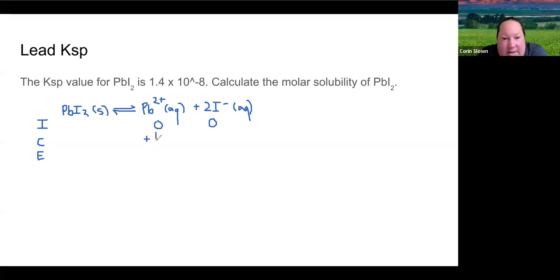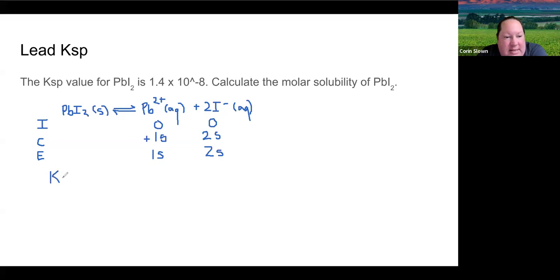And we know that for every 1 lead iodide, we're going to form 1 S. And for every lead iodide, we're going to form 2 I minuses. So that's going to be our change. And so that means that this is going to be 1S and this is going to be 2S. And so that's the information that we use from a mole standpoint, even though we don't actually have a number here, to write out our KSP statement.